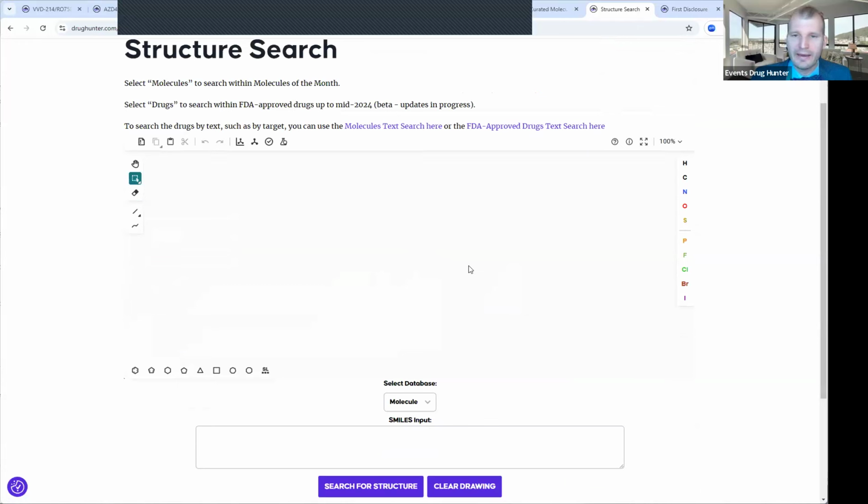And again, we're adding new features on almost a weekly basis. So it's really a fast developing tool.